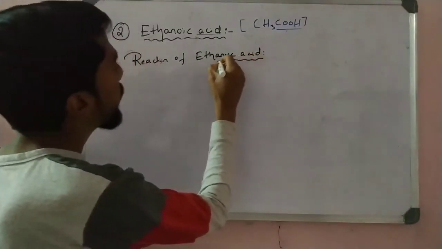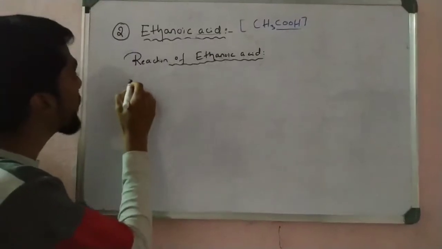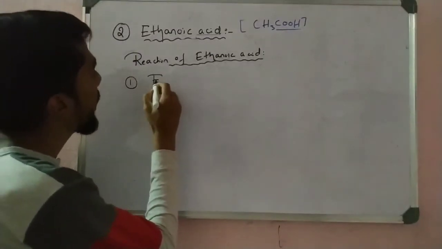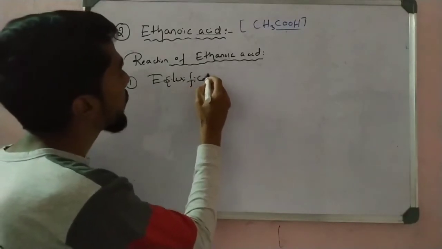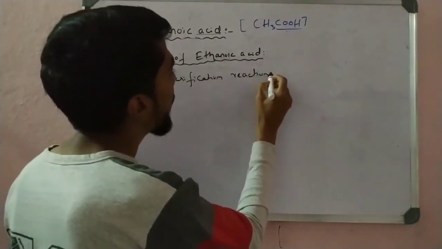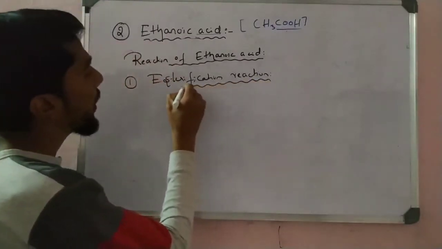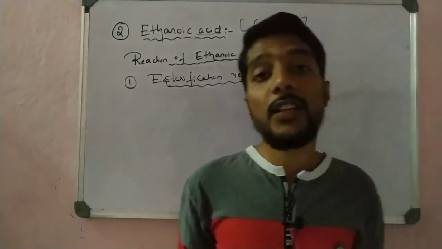Okay, reaction of ethanoic acid, and the number one reaction that is very important is called the esterification reaction. Very important, esterification reaction. And let us see what is meant by esterification reaction.